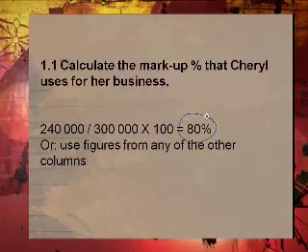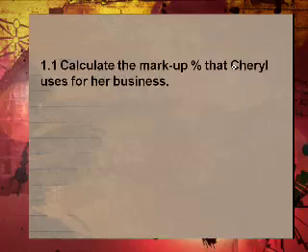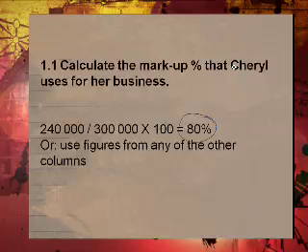Now, obviously, what could you have done? You could have done the same with your February figures and you would have come to the same answer. So you could have used these figures here. I'm referring here to the figures here. You could have used that and you would have come to the same markup. So what's the markup we are using? 80%. Any other columns should give you the same thing.